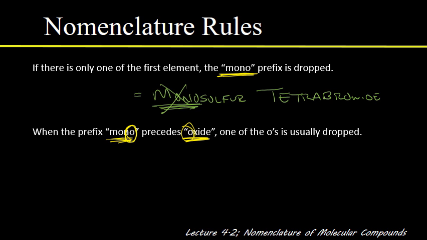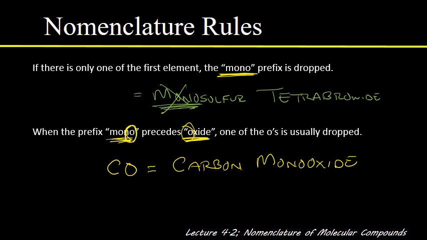So for example, carbon with 1 oxygen, if we follow our rules from the previous slide, we would call this carbon monooxide. But because people don't like those 2 O's next to each other, we drop that O. And it's just called carbon monoxide.